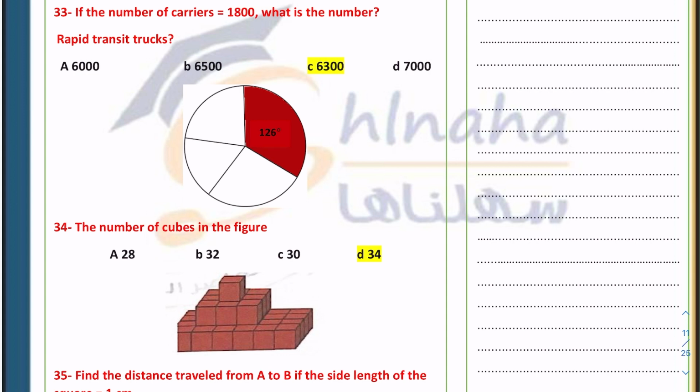If the number of carriers equals 1800, what is the number of rapid transit trucks? In this question, I think he is asking only about the shaded part, the red part, which is 126 degrees. Out of the circle, it represents how many trucks? It represents 1800. Now, the circle will be 360, which represents how many trucks?